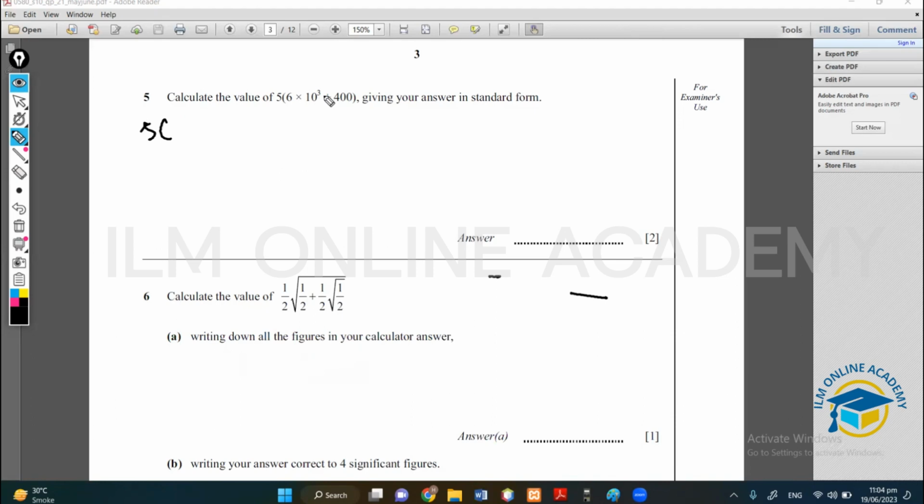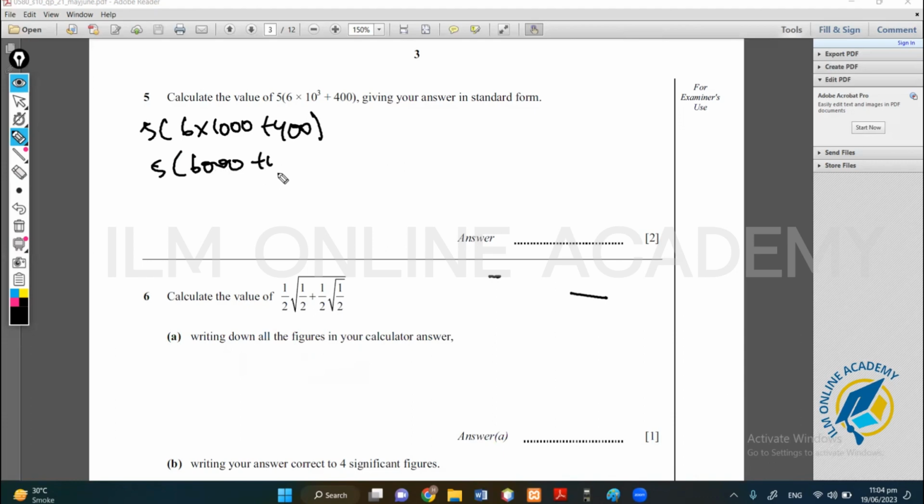6 multiplied by 10 cube. 10 cube means 1,000. So 6 multiplied by 1,000 plus 400, all multiplied by 5. So it would be 6,000 plus 400, and then 6,400 multiplied by 5, and then the final multiplication.